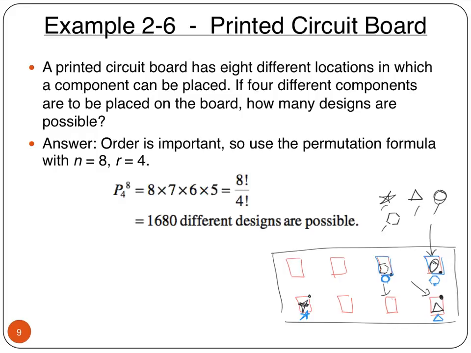So it is as if you are choosing 4 out of 8 with ordering, and in this case the total number of possibilities is equal to the permutation of 8 choose 4, 8P4, which is equal to 8 times 7 times 6 times 5, or the factorial of 8 divided by the factorial of 4, which is equal to 1680 different placements or layouts or designs. Okay.